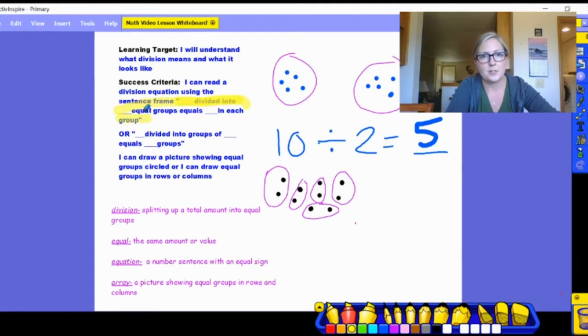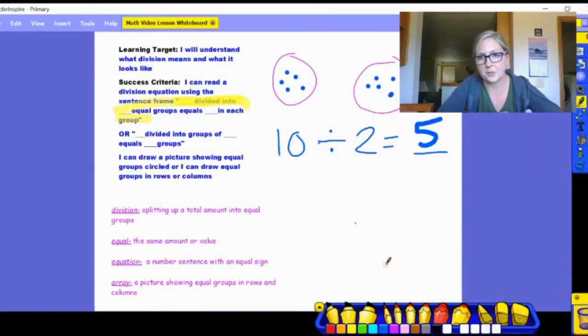10 divided into 2 equal groups equals 5 in each group. Now you practice reading the equation that way. Great job.